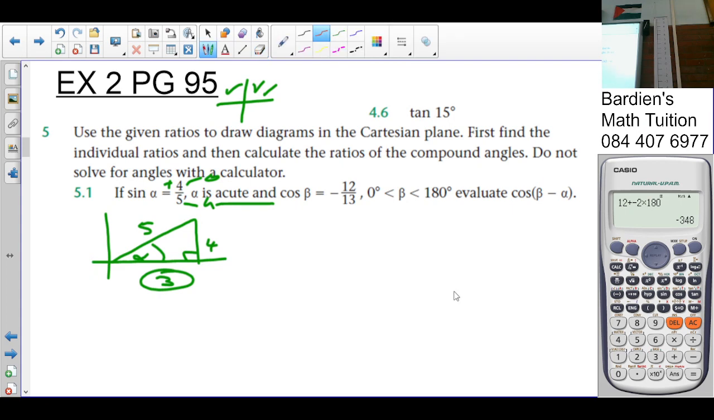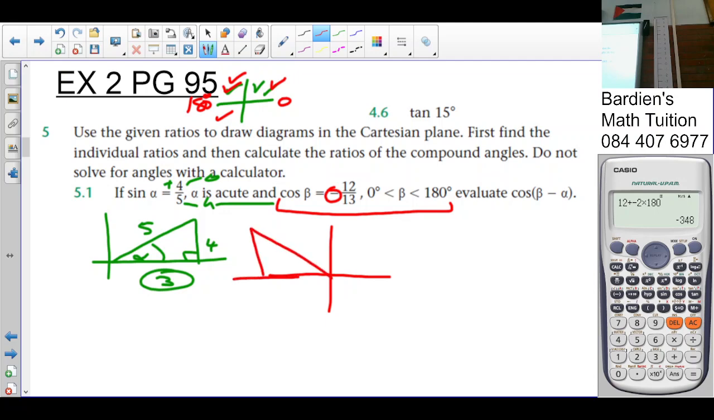Then, this part of the question, cos of beta. In which quadrants is cos negative? 2 and 3. Not so? But beta is greater than 0 but less than 180. So that is quadrant 1 or 2. So which quadrant are we drawing in? Quadrant 2. And there's your beta angle. Even if both had to be in quadrant 1, you must still draw different diagrams, because the angle is different. Okay?